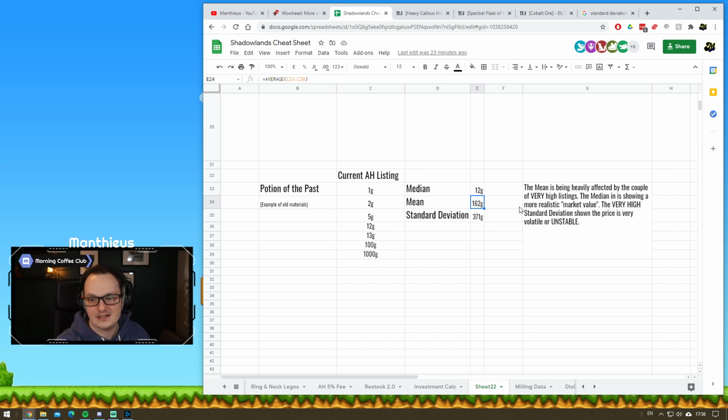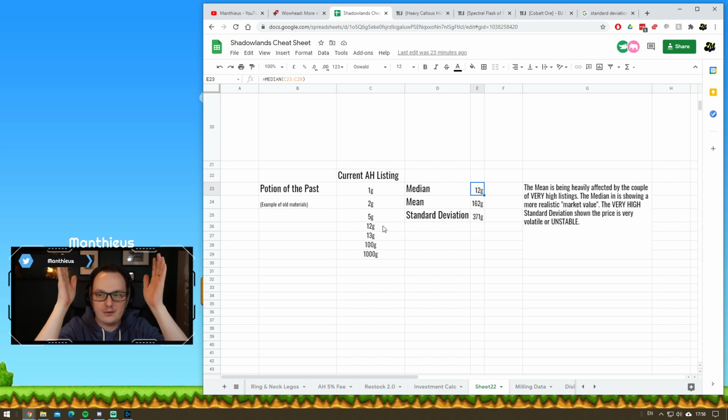The median is actually showing the more realistic value. The median will often sort of ignore the weird and wonderful things happening at either end. Either it'll be ignoring the super cheap stuff, or it'll be ignoring the super expensive stuff, and telling you kind of closer to what the normal actually is.